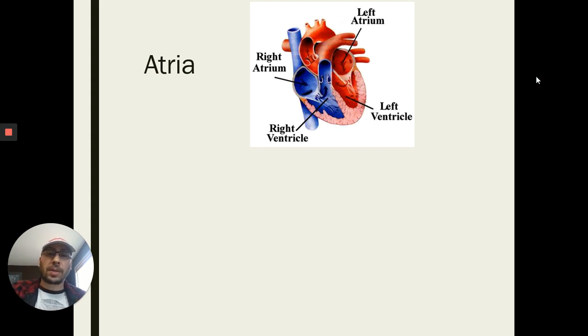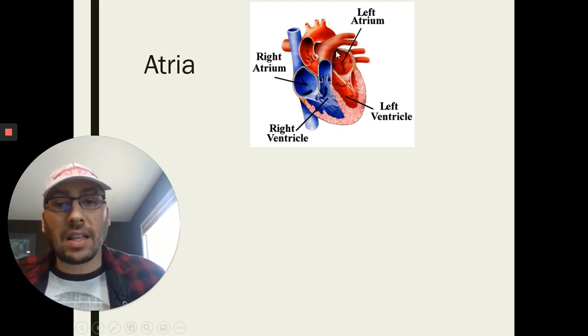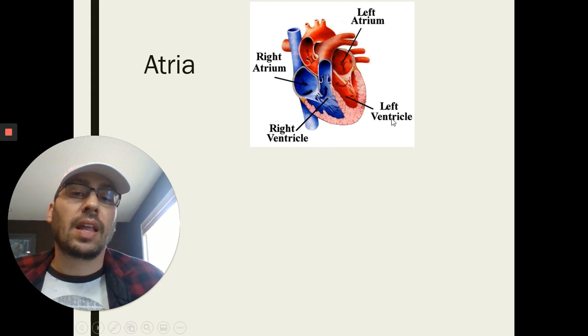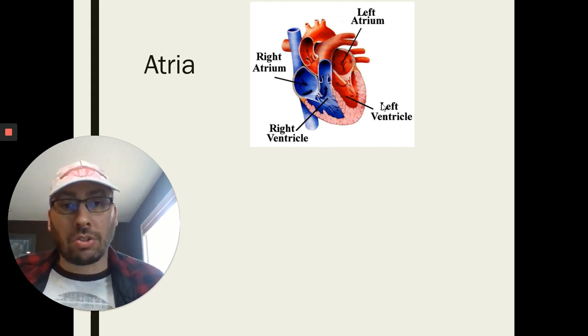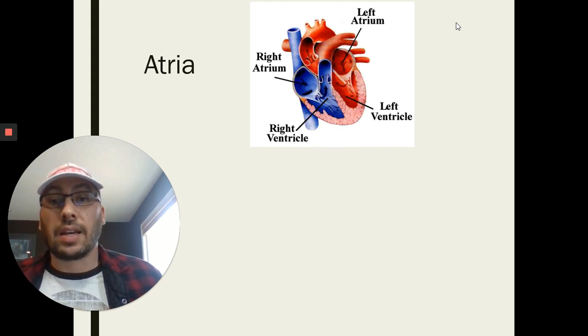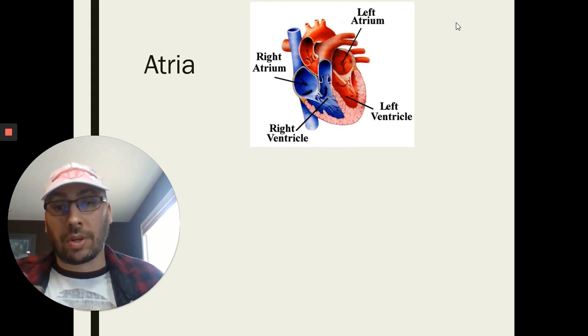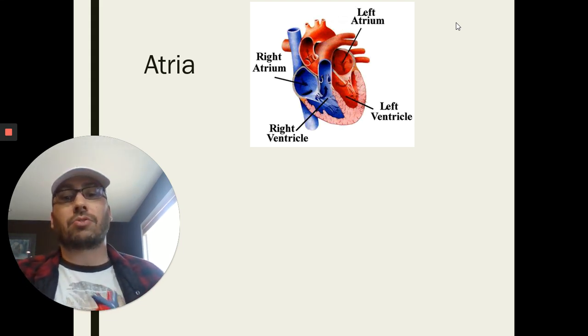And here we have a beautiful picture of a heart, and right here I've got a heart from my mannequin. If you take a look at the picture here, it has the left atrium, the right atrium, the right ventricle, and the left ventricle. We're going to talk about each of these. If you're looking at the picture on your screen right now, you'll notice the left atrium and the left ventricle are on the right-hand side, and the right atrium and right ventricle are on the left-hand side.